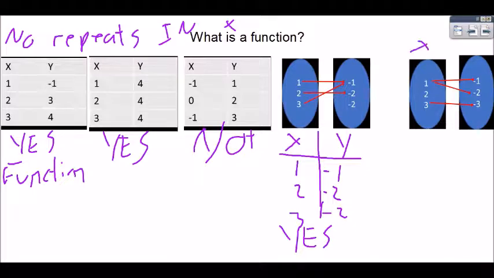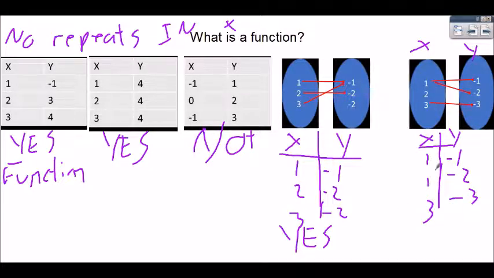Again, this means x, this means y, and then putting this in table form, it means I would have 1 at negative 1 and 1 also at negative 2 because it goes to both locations, and then 3 at negative 3. I have a repeat in x with this 1 because it goes to 2 different locations, so this is not a function.